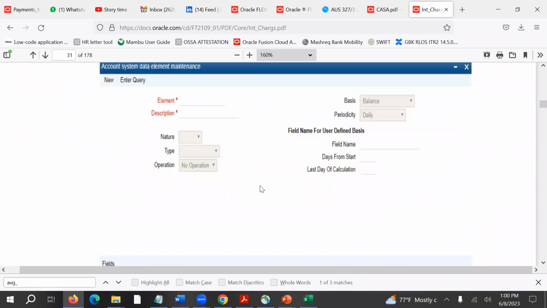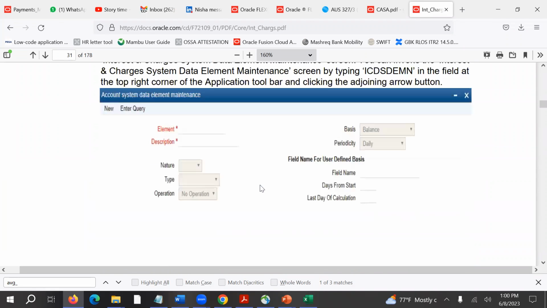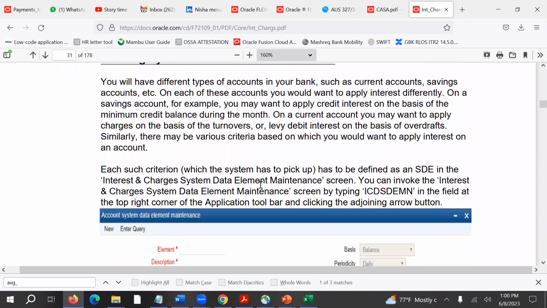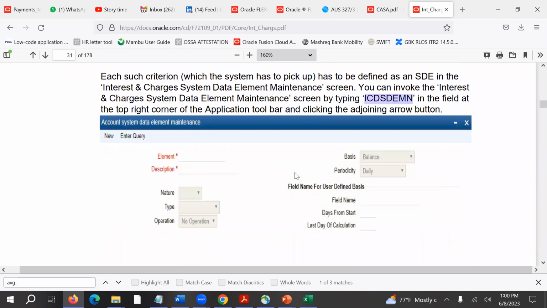Nitya, you had a question on how the values were picked? I had a doubt on the system variables, how they are defined. See, like here, in the existing product, it is some string, say ICD, SDE, MN. This is how it looks. Mostly we will not maintain SDEs manually. They come as part of the system data, system defined data. We are not supposed to change them.